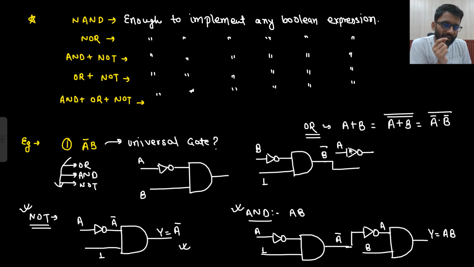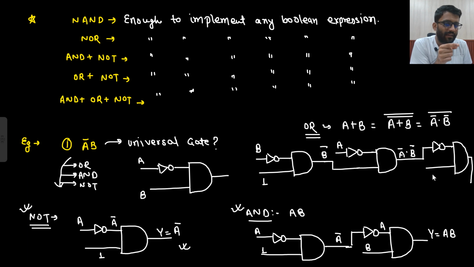And then here I will take A. So A bar into B bar. What I will get here? A bar into B bar. And then another inverter I will have. So what am I getting? So this is my output.